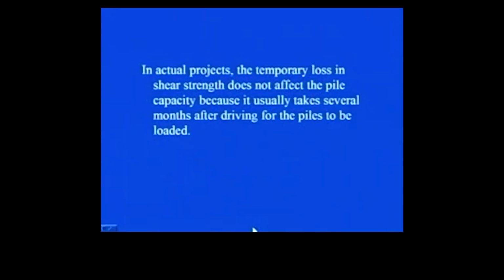In actual projects, the temporary loss in shear strength does not affect the pile capacity because it usually takes several months after driving for the piles to be loaded. As you have seen when we were discussing the construction of pile, it is a very long procedure. So, by the time superstructure comes up and the load is getting transferred to the piles, it takes several months. So, during those months the soil regains its strength. So, in actual projects usually this temporary loss we do not take into account.